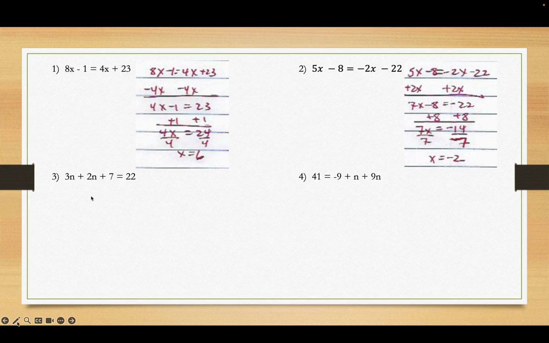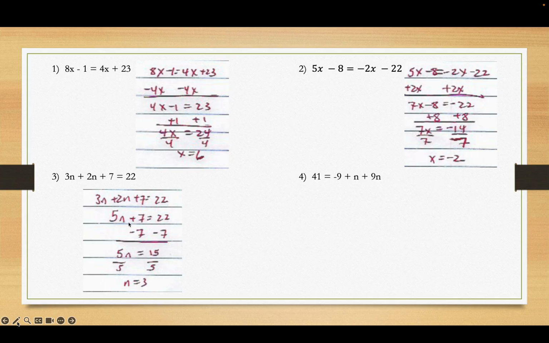3n plus 2n is 5n. So I get 5n plus 7 is 22. Minus 7 to both sides. 5n is 15. Divide by 5, n is 3. That's the correct answer. Okay? You try number 4.